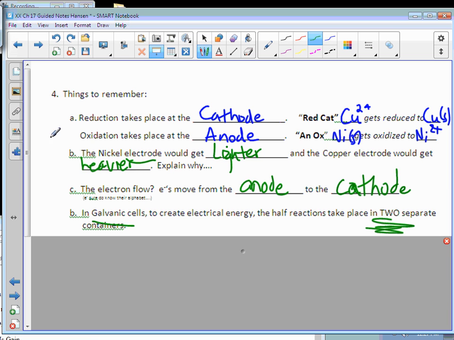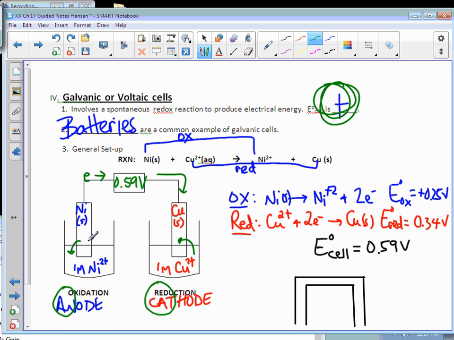Finally, this is big. Basically, as drawn, this galvanic cell would not work. You'd get no voltage. Why? I want you to think about it.